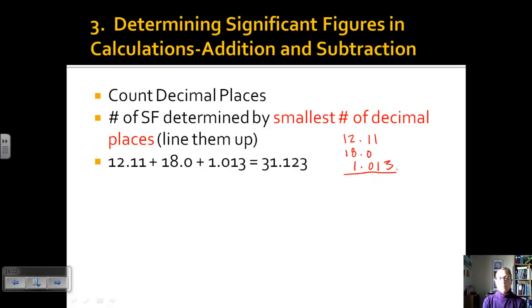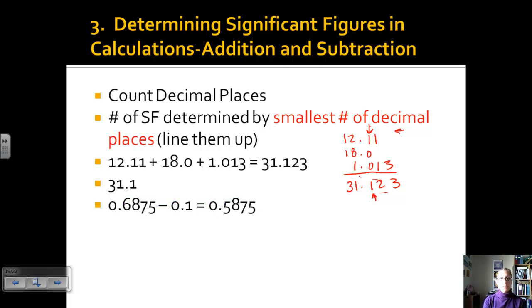Okay, so if I line them up, I'm looking for the place that they all have in common that is the smallest. I'm going to start and move this direction, and it looks to me like the 10th place is the place where they all have a significant digit in common. So if I get my number and I want to round it to the 10th place, the 2 isn't going to do anything to the 1, so my answer should just be 31.1.